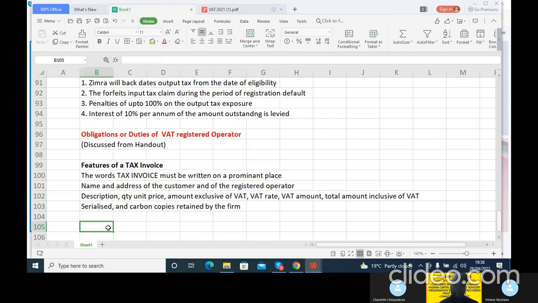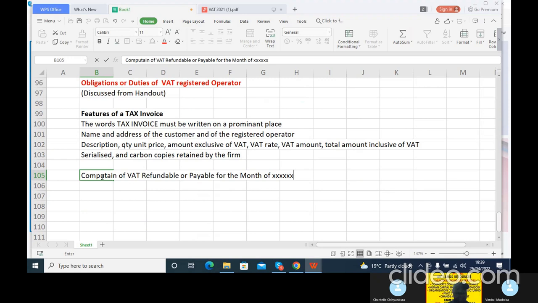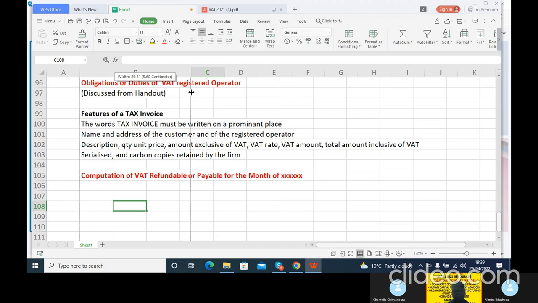Computation of VAT refundable or payable for the month of. Because my tax periods can change, it is monthly. Why is the commissioner asking that it is for the year? Computation of VAT refundable or payable for the month of. So you now have this computation of VAT payable or refundable for the month of.